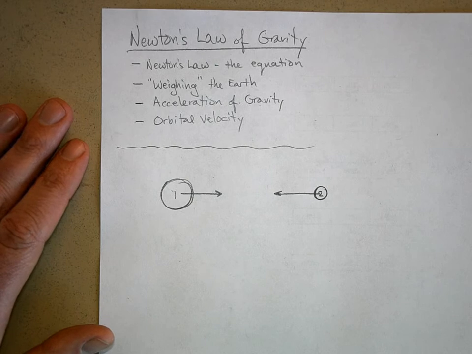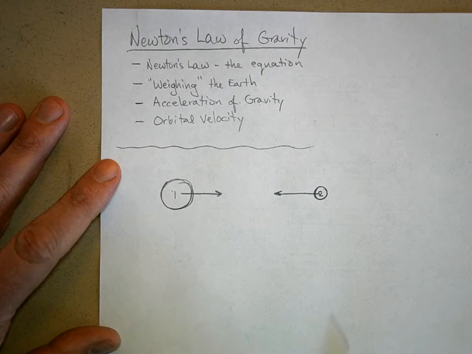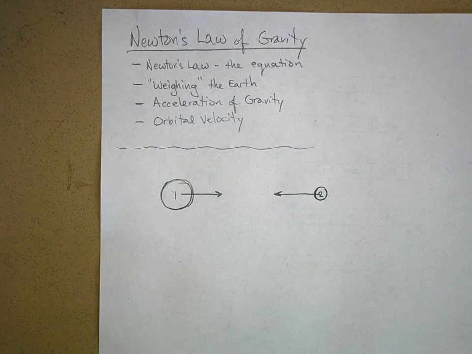Now, why do massive objects apply forces to each other? Newton famously said, I feign no hypothesis. That means, I don't know. I don't know why objects that have mass are attracted to each other. I just know that they are. And I've described this attraction with this equation, and this equation predicts exactly how the universe behaves. And that's good enough for me.